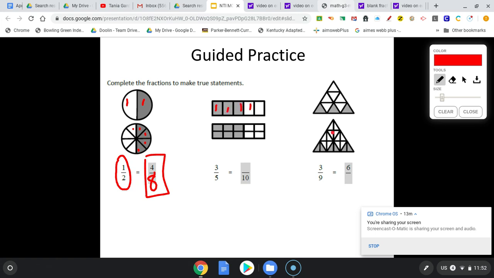Now let's look at this one. We have 1, 2, 3, 4, 5. 3 shaded, that's 3/5, and that's equivalent to 1, 2, 3, 4, 5, 6/10. Great job. And let's do this last one. We have 1, 2, 3 shaded, and there's 1, 2, 3, 4, 5, 6, 7, 8, 9. So there's 3/9. And here we have 1, 2, 3, 4, 5, 6 shaded. And you'll notice if 3 is doubled, that is 6. If 9 is doubled, that is 18. Wonderful job, boys and girls.